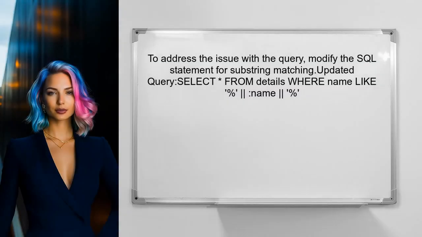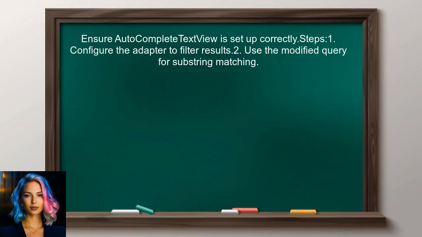To address the user's issue with the query, we need to modify the SQL statement to allow for substring matching. The user can achieve this by using the wildcard character in the like clause. Next, the user should ensure that the autocomplete text view is set up correctly to handle user input. This means configuring the adapter to filter results based on the modified query.